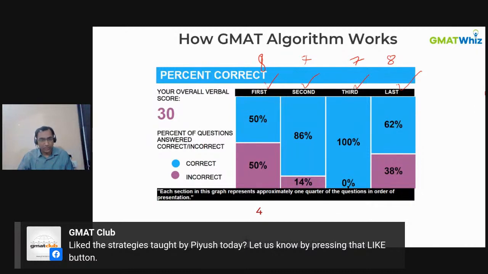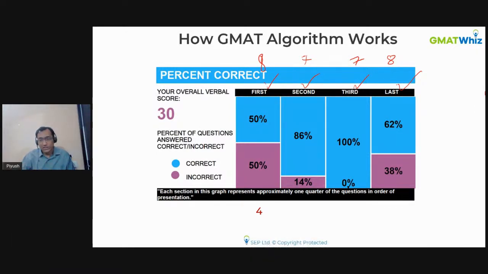No, GMAT won't tell you. Do you know where the experimental question will come? No, GMAT won't tell you that either. It can be in the first quarter, second quarter, third quarter, fourth quarter, anywhere. You don't know that. All we know is there are 8 scored questions in the first quarter, 7 in the second, 7 in the third, and 8 in the last quarter. That's how the ESR should be read.